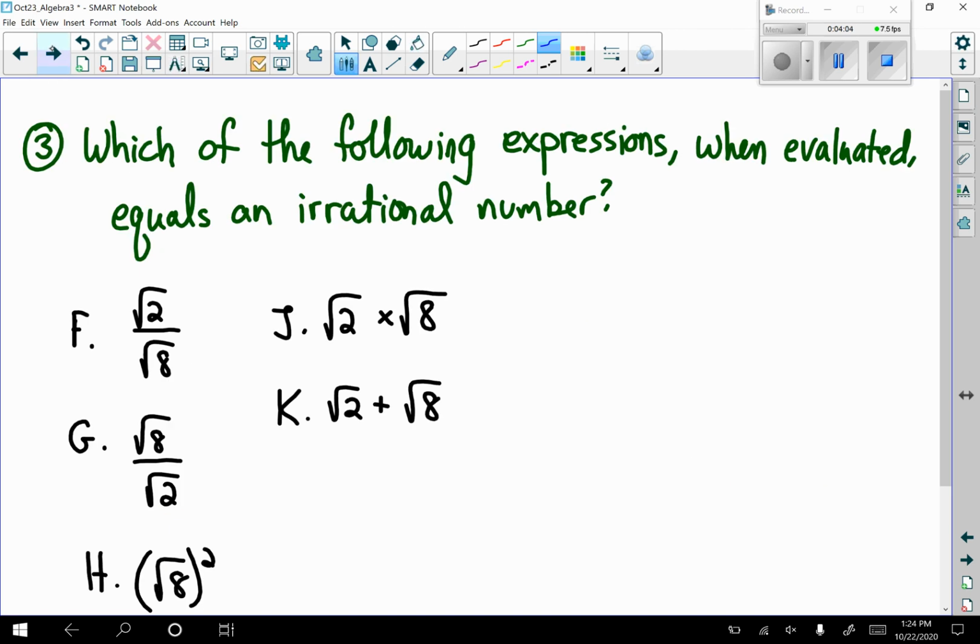All right, for example 3, which of the following expressions, when evaluated, equals an irrational number? For this, I will give you a hint. You can use your calculator, but we need to make sure the answer we're getting is irrational. So pause the video and give that a try.